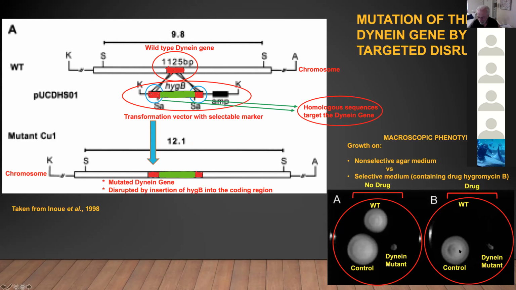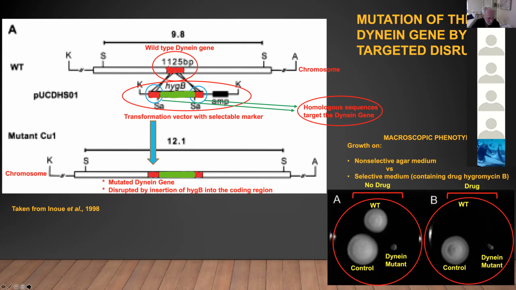Whereas the two mutants, the control mutant and the Dynein mutant, are growing just as well on the drug medium as they do without the drug. That's because they both have the hygromycin B resistance gene. The control has an intact Dynein gene, whereas the mutant has a totally dead, defective Dynein gene. So this is what they look like to the naked eye. You just look at Petri dishes.